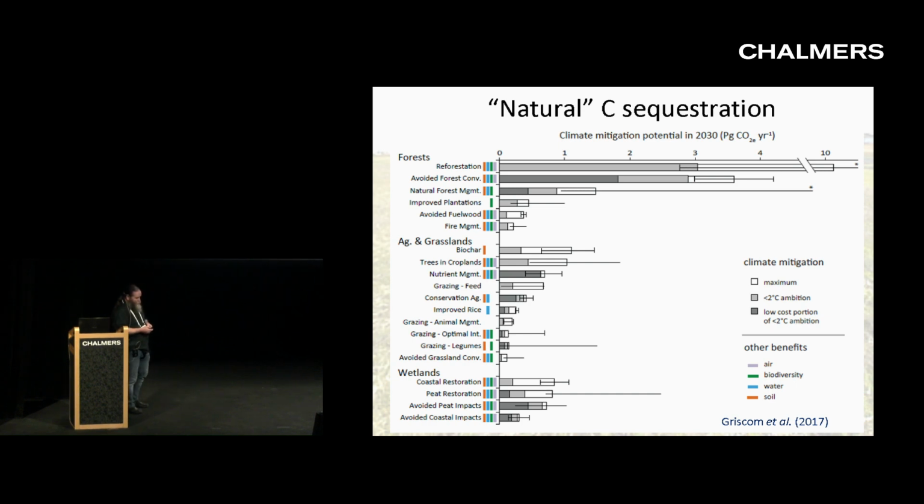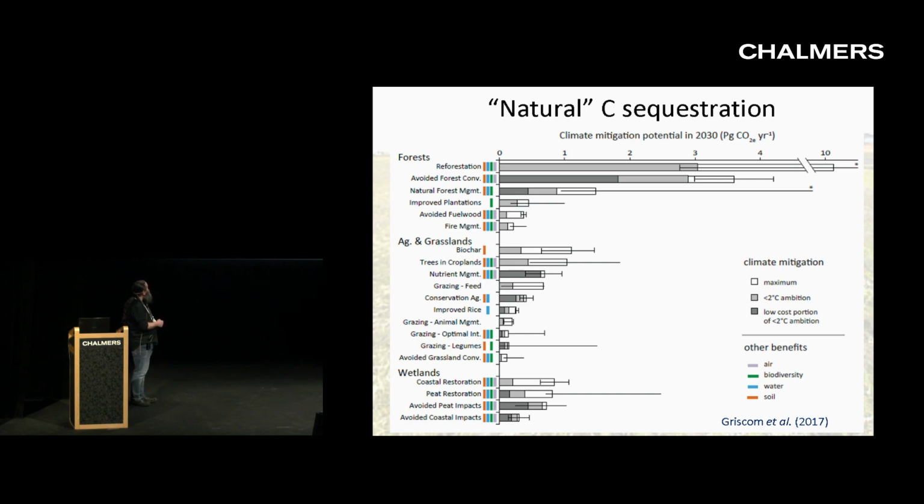This was another paper that came out last year by Bronson Griscom and colleagues, looking at natural carbon sequestration, or natural climate solutions. This has been quite popular with both NGOs and governments because there's probably going to be higher public acceptability for many of these options.